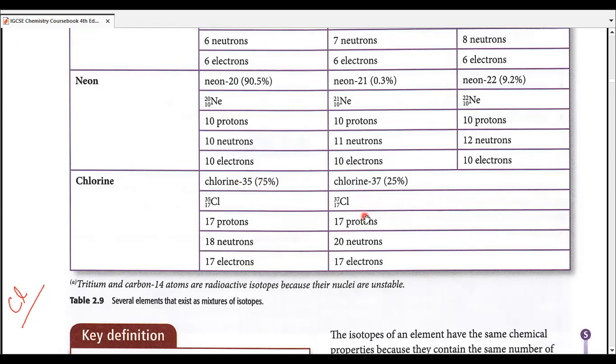What's the difference? Both have 17 protons, both have 17 electrons. It's the number of neutrons that are different, which are 18 and 20 neutrons respectively for chlorine-35 and chlorine-37, which means 35 has a different mass, of course 35, and 37 has a different mass, which is of course 37. Now, what are we going to do? We're going to take an average for relative atomic mass.